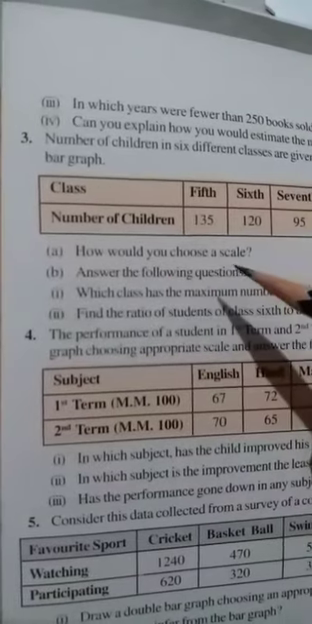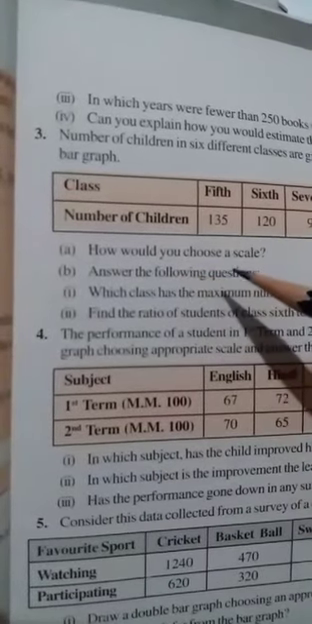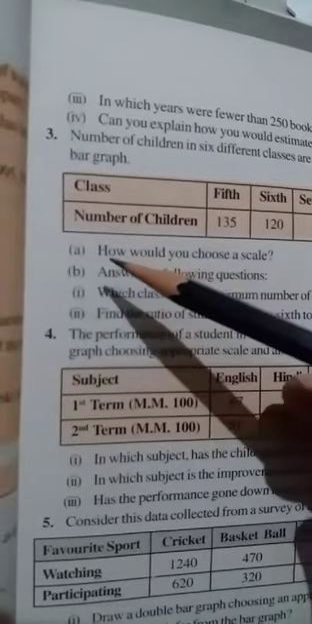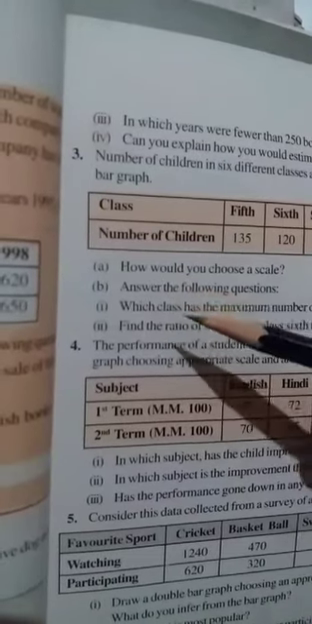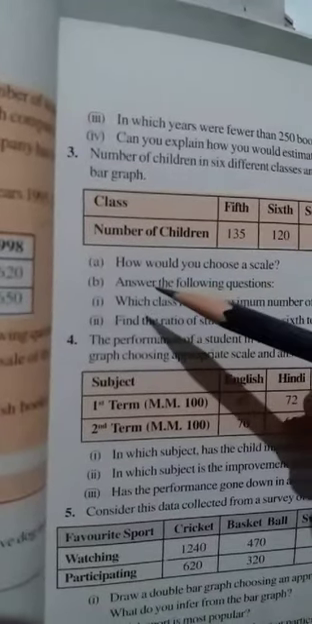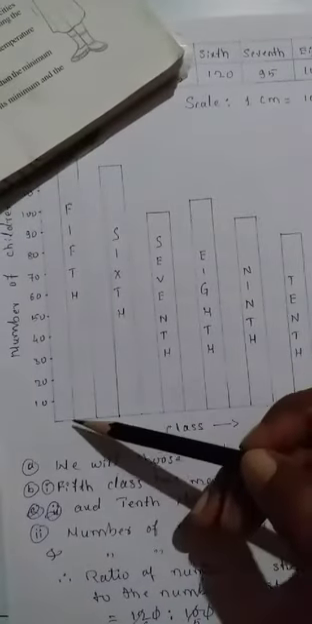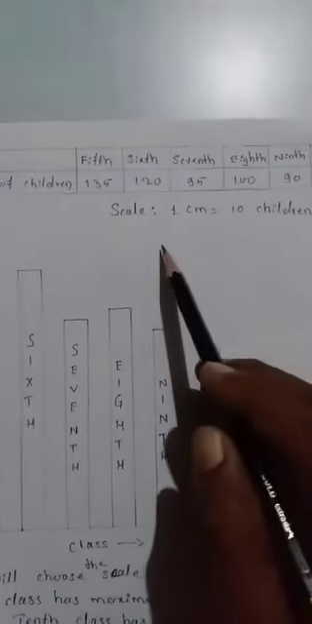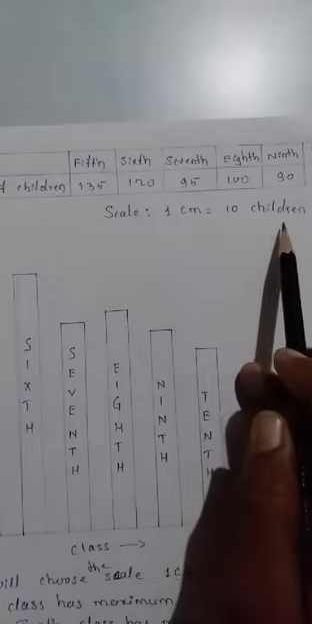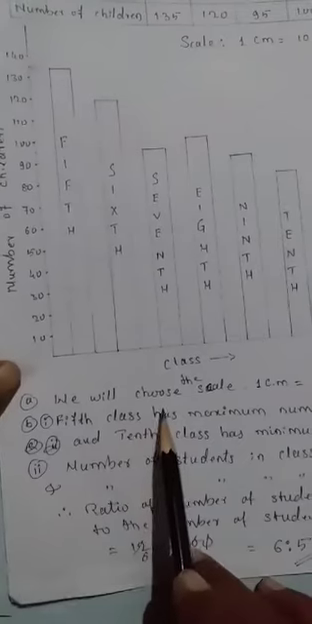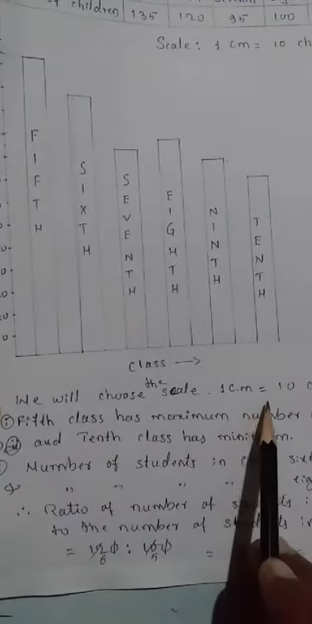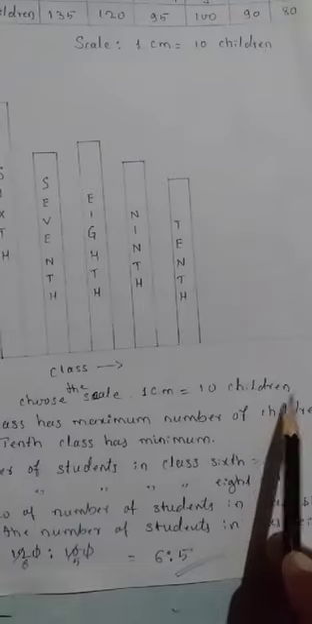How would you choose a scale? Answer for this question A is, we will choose the scale as 1 centimeter equals 10 children. Scale 1 centimeter equals 10 children. Answer, we will choose the scale 1 centimeter equals 10 children.